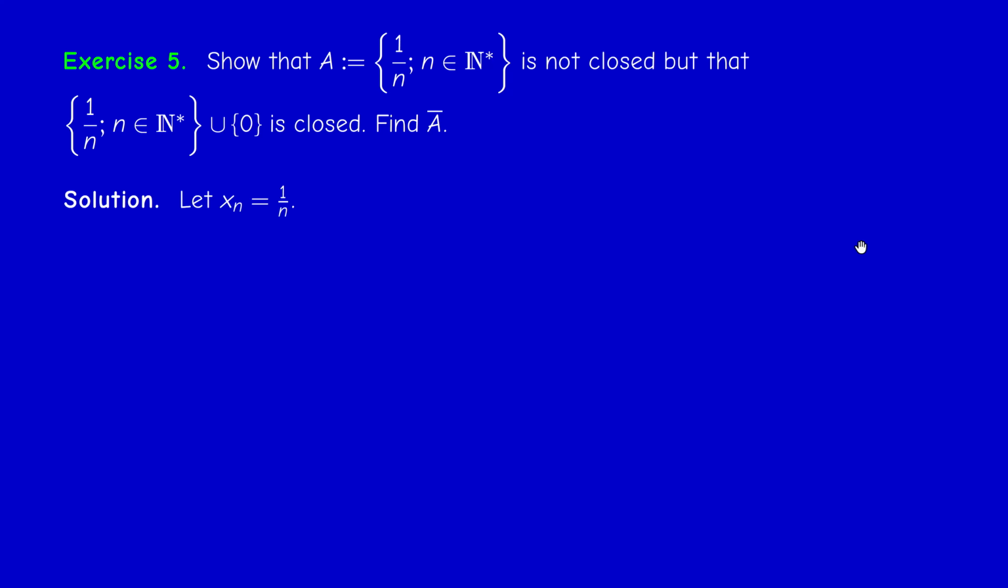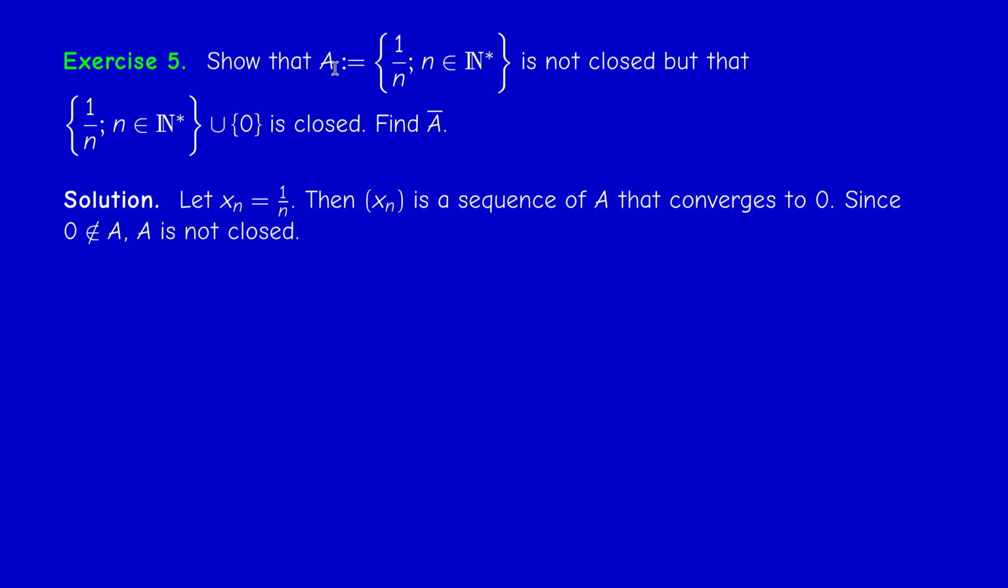Of course it's not closed, because this A is just a sequence actually. So the sequence 1 over n is a sequence in A and it converges to 0. But 0 is not in A, it's in A bar. So A is not closed. This is not difficult.